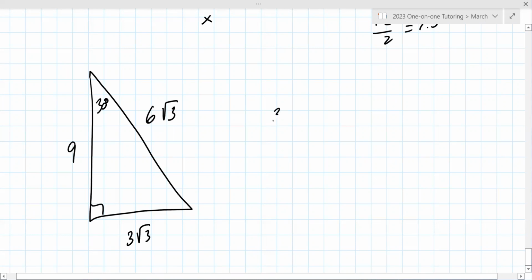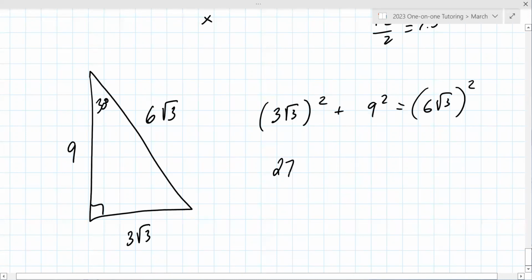Now, by the way, the whole Pythagorean theorem thing, a squared plus b squared equals c squared, that has to still hold, and it does. So this on the left here is 3 squared times 3, which is 27, plus 81. So what is 6 squared, 36, times 3? Is this true? Yes, it is. So it still works. These are just shortcuts here.